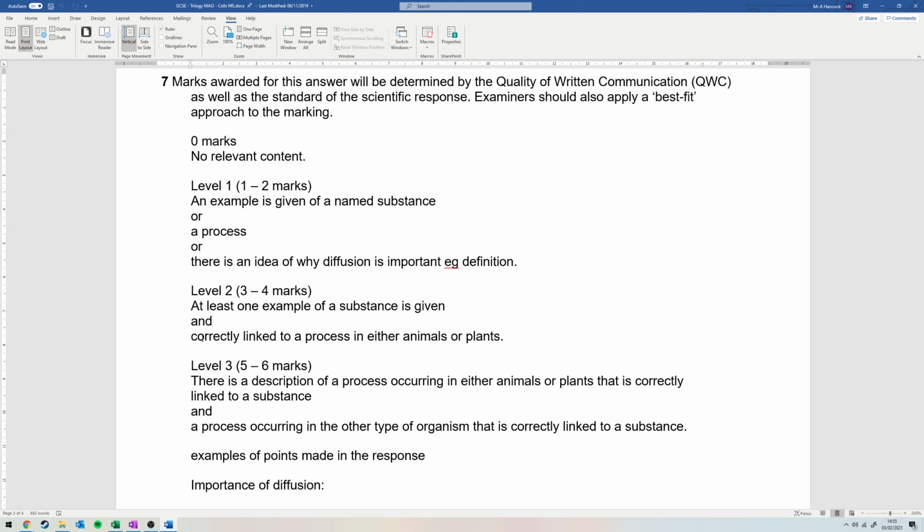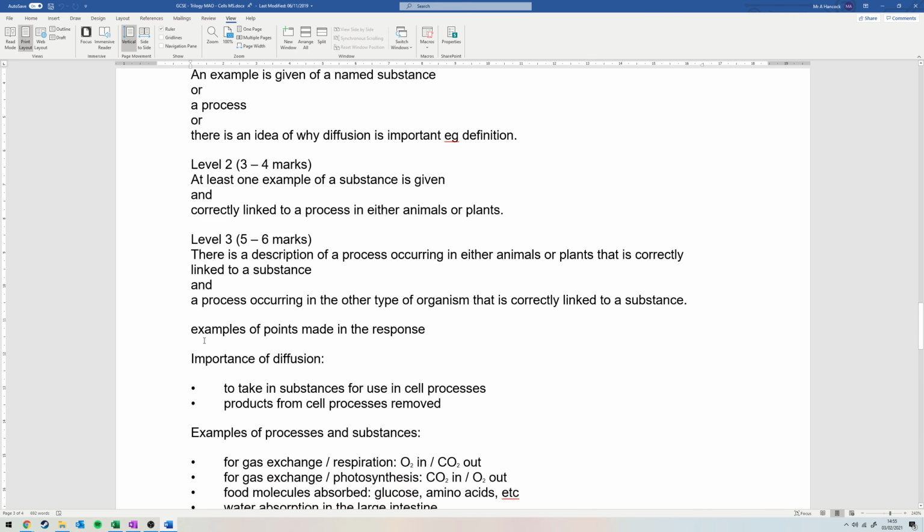and then maybe talked about, so that would be maybe a 3 mark, but if you talked about, say, carbon dioxide as well, or you talked about oxygen and how it is used in plants, it might make it a 4 mark answer. If you talked about a process, say photosynthesis or respiration, and linked it to the substance and did it for the other type of organism, so let's say you talked about oxygen and carbon dioxide in respiration in animals, and then you talked about oxygen and carbon dioxide in photosynthesis in plants, that is a 5 to 6 mark answer.